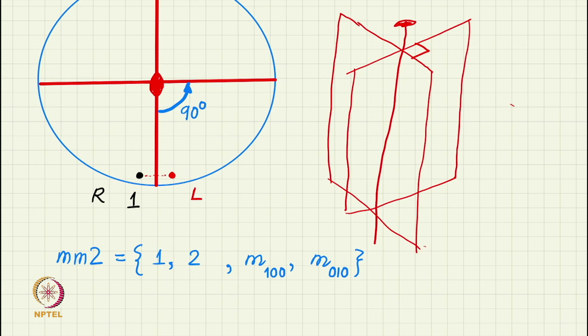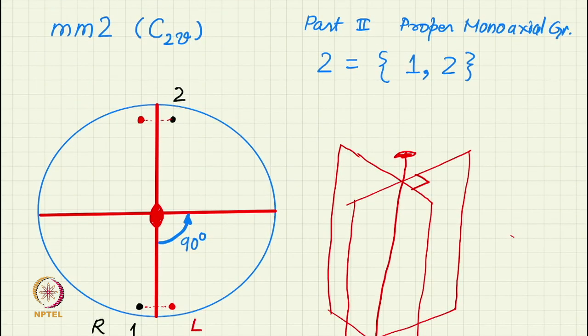Still, if we want to follow the same system, we can designate the direction of the two-fold as a subscript, and since it is along the z axis, we can write 2001. So, that completes the group MM2.